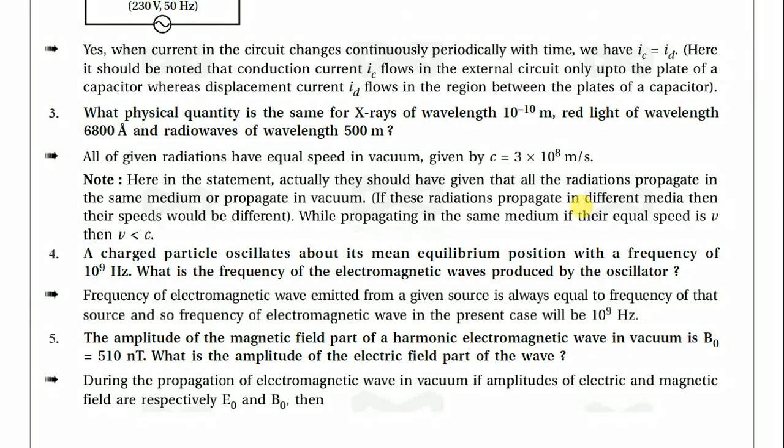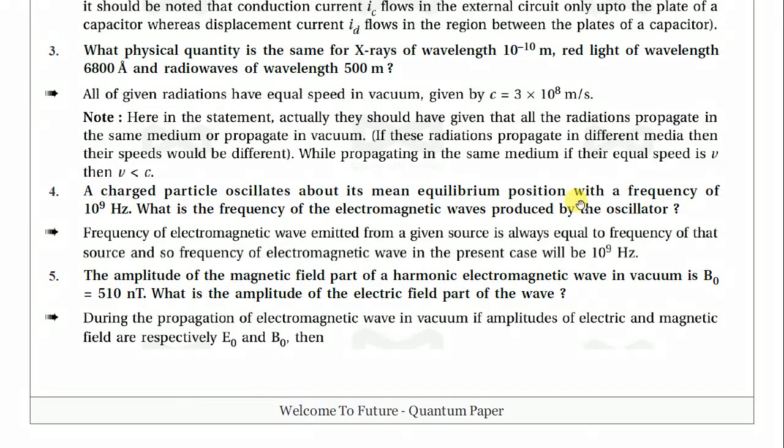The electromagnetic wave's frequency will be equal to the frequency of the source. So the frequency of the electromagnetic waves is represented as 10 raised to 9 Hz. Now see another example: the amplitude of the magnetic field part of a harmonic electromagnetic wave in vacuum is B0, equal to 510 nanotesla. What is the amplitude of the electric field part of the wave?